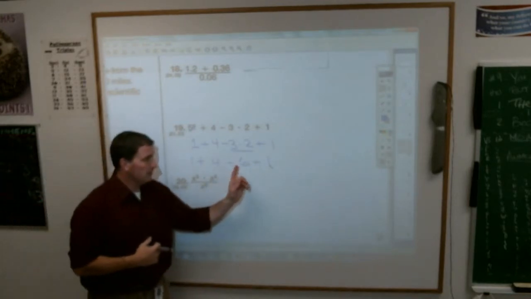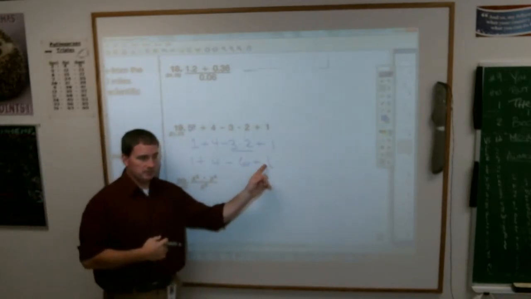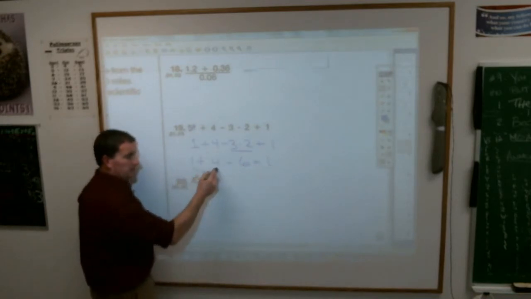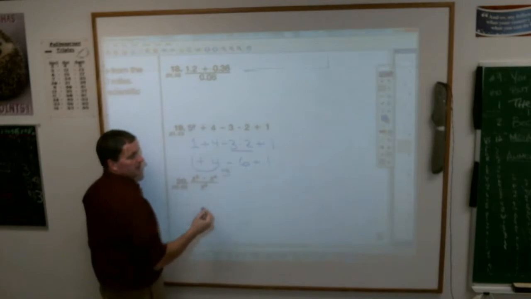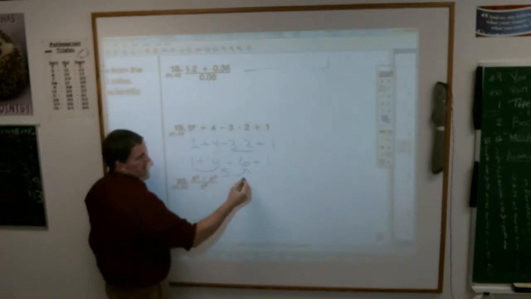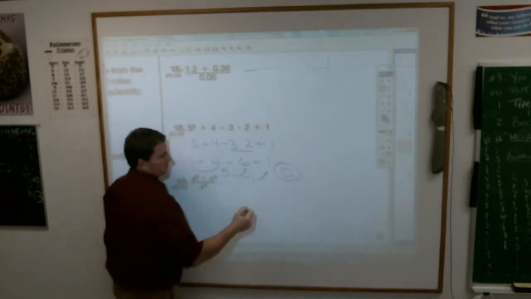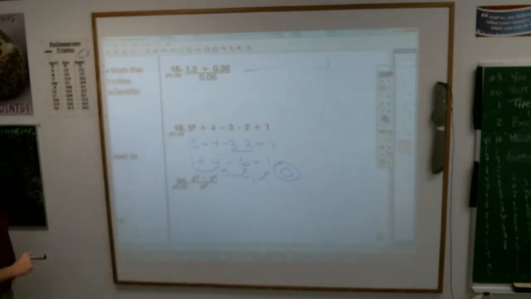So you can't do 6 minus 1 and say it's going to be minus 5, because that's working from the wrong side. You have to go from left to right. 1 plus 4 is 5. 5 minus 6 is negative 1. Negative 1 plus 1 is 0. Actually, in that case, it would work there.